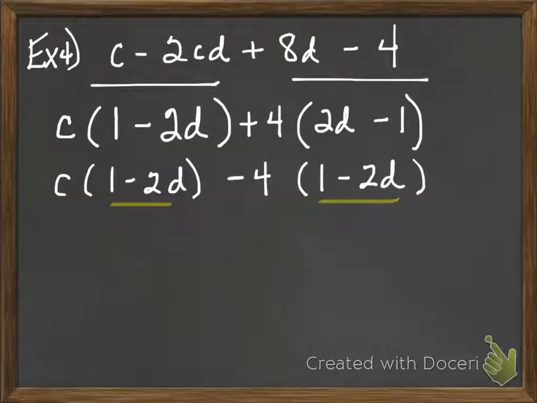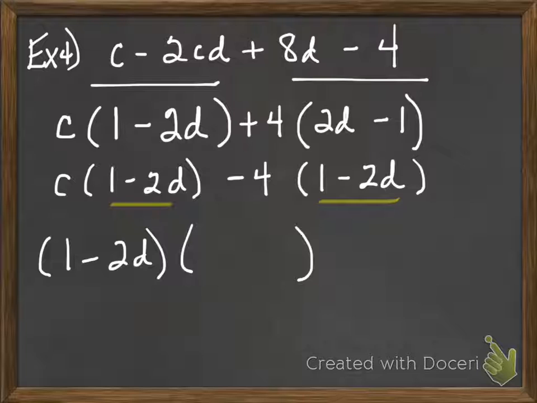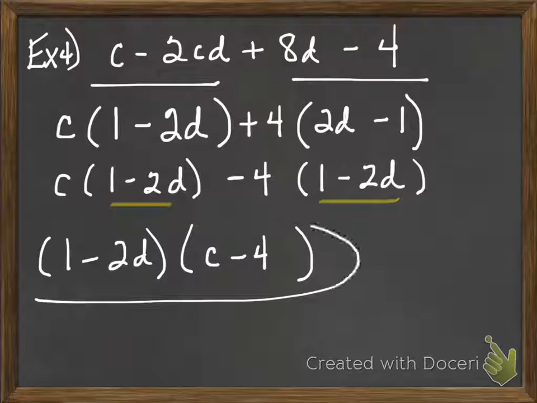They have to be exactly the same for you to factor out the common group. So you're going to factor out 1 minus 2D, and what are you going to be left with? C minus 4.